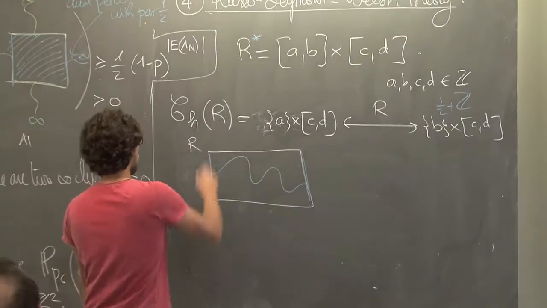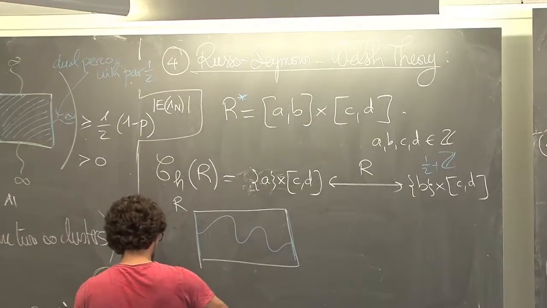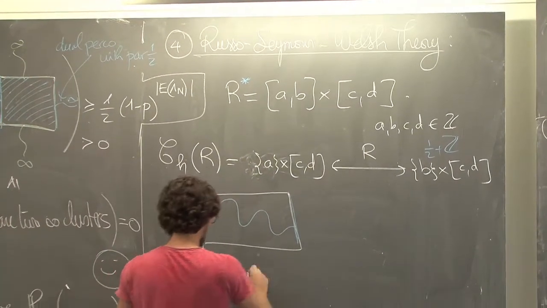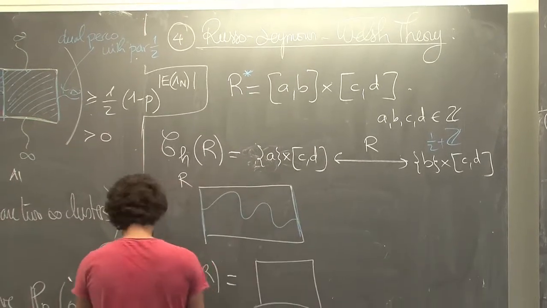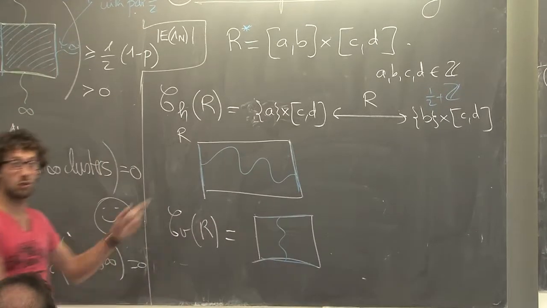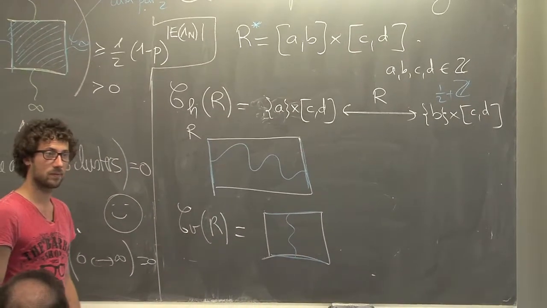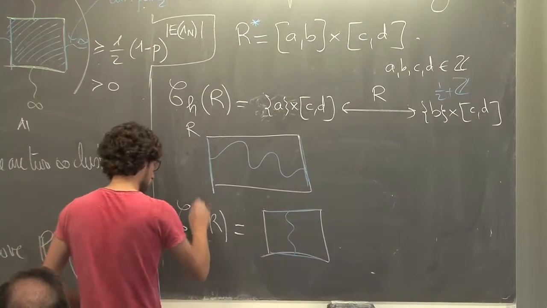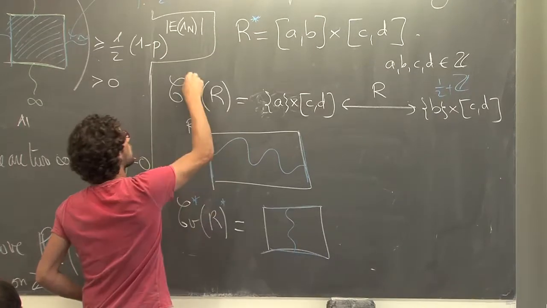And you define the same thing with vertical crossing, which is the event corresponding to this event. And you can define this in the dual as well, okay? So then in the dual, I will put a star on things like that.